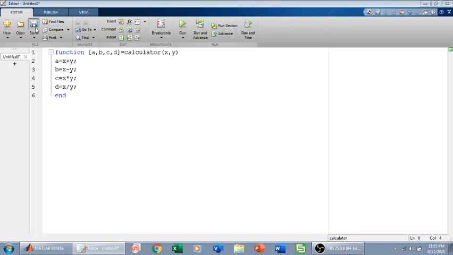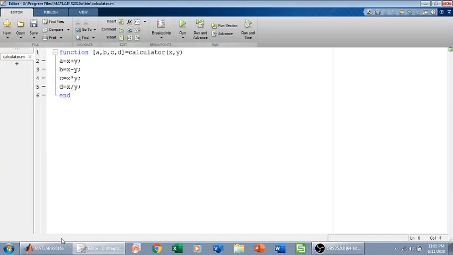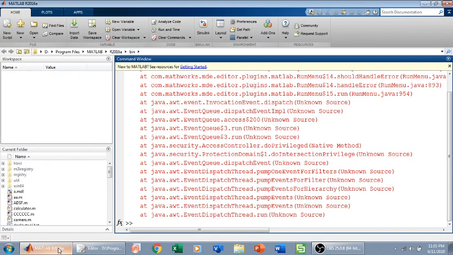Now I will save this, name it calculator, save it, and then I will go to the command window for getting all the outputs. I will name it some add, sub, multiply, divide is equal to calculator, the name of that function, and I will give it values, for example 10 and 5.